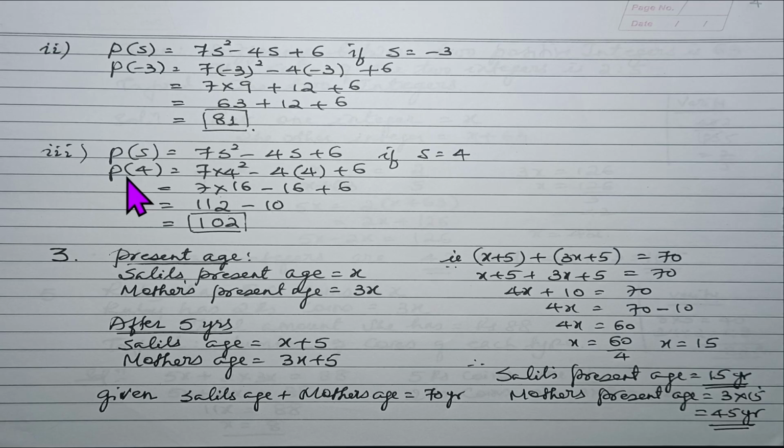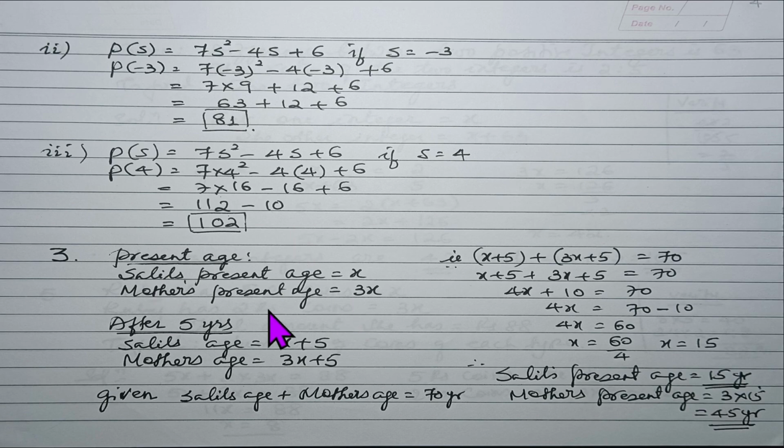When s is equal to 4, the value of the polynomial is, wherever s is there, put 4. So 7 into 4 square minus 4 into 4 plus 6, and 7 into 16, 4 square is 16, minus 4 into 4 is 16 plus 6, and therefore the answer is 112 minus 10, and 102 is the value of the polynomial.